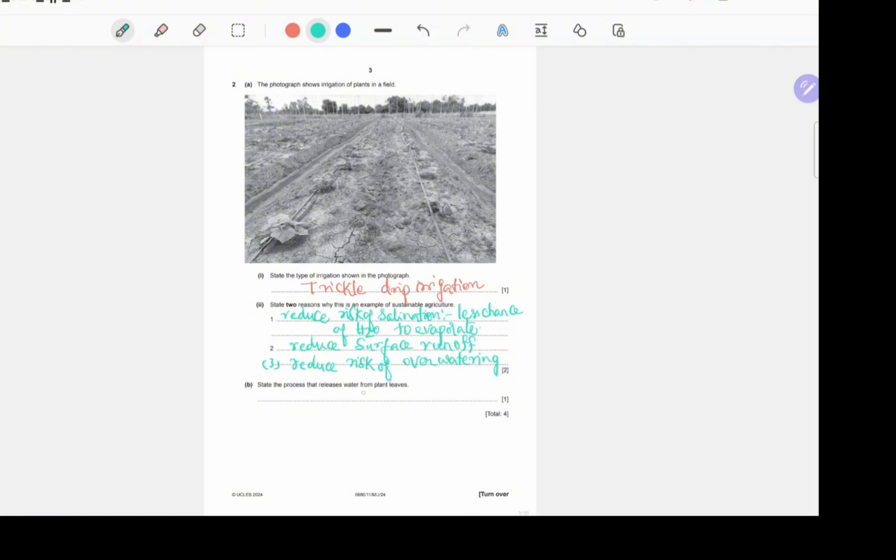State the process that releases water from the plants to plant leaves. From the plant leaves, there are small pore-like structures called stomata, through which water will evaporate. This process is known as transpiration.